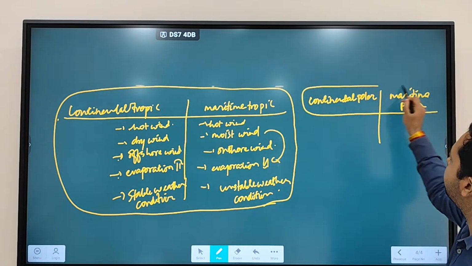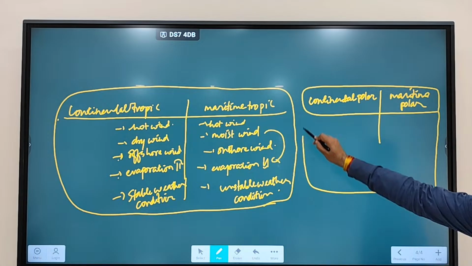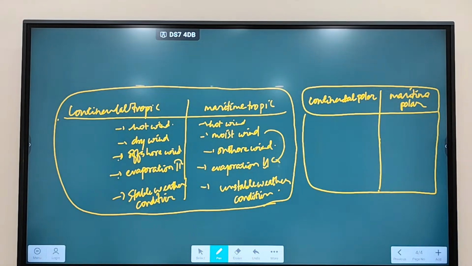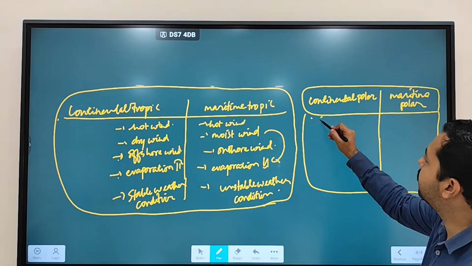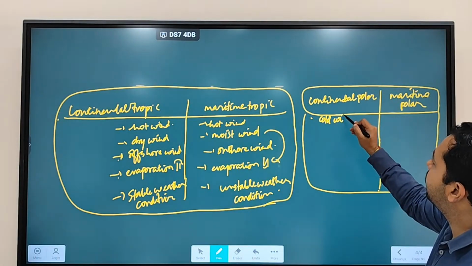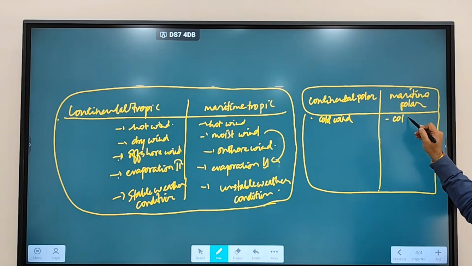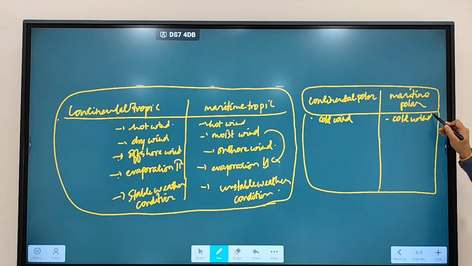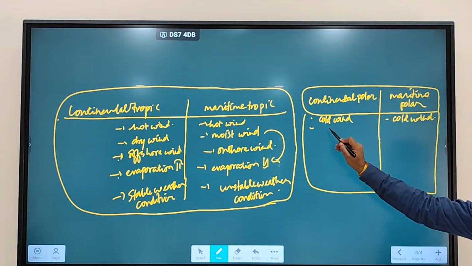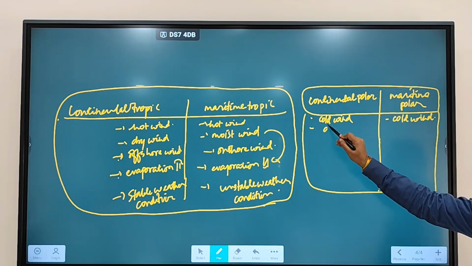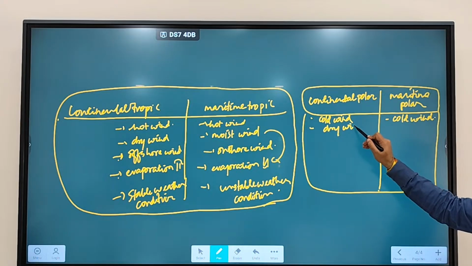You also have continental polar and maritime polar. So continental polar is which type of wind? Cold wind. Originating in the polar region, it is going to be a cold wind. Fine. Again, continent means what? Which type of wind is it going to be? Dry. So it is a cold and dry wind.